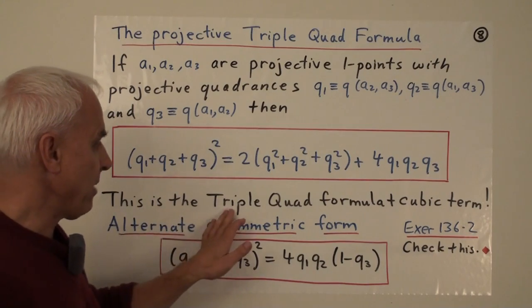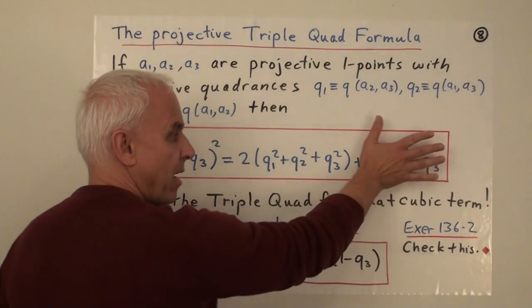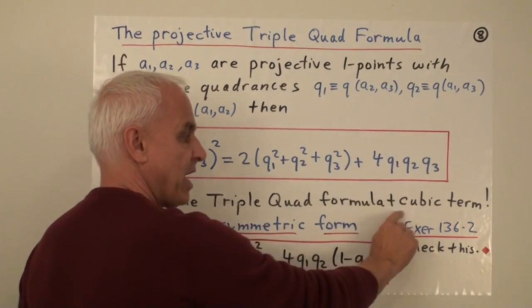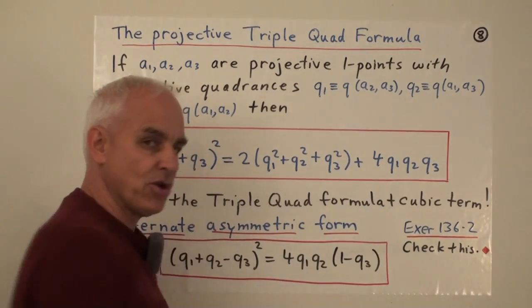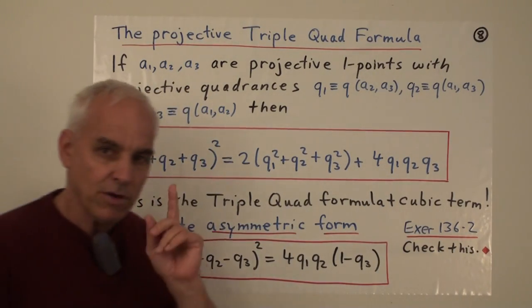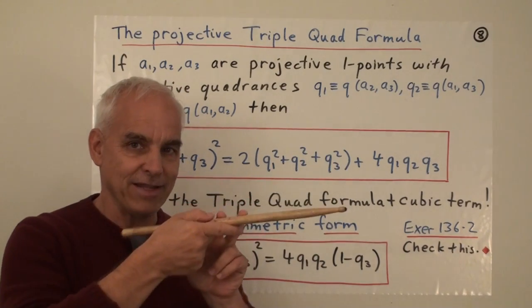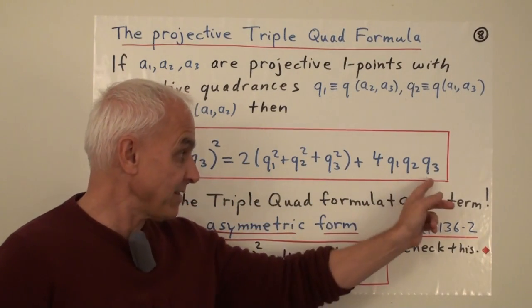It's exactly the same as the triple quad formula, which is there, together with this additional cubic term. So it's no longer of degree 2 as it was in the affine case. It's degree 3 because that's a cubic.